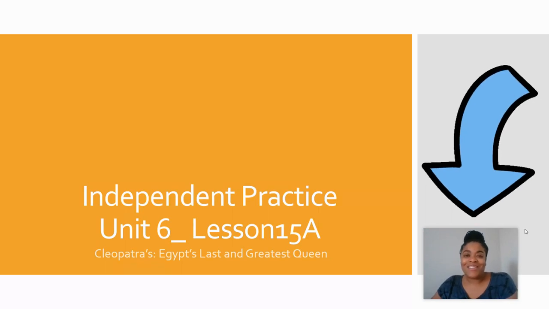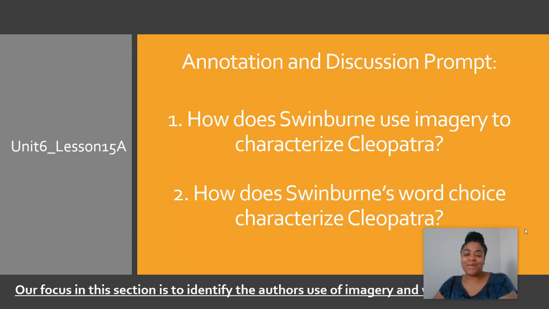Welcome back, scholars. We are now going to complete our independent practice. As a reminder, our discussion prompts for today are: how does the author use imagery to characterize Cleopatra? And how does the author use word choice to characterize Cleopatra? Let's remember, scholars, imagery is the picture that the author paints in your mind. So we're going to dive back into the poem and use our evidence that we've already selected.